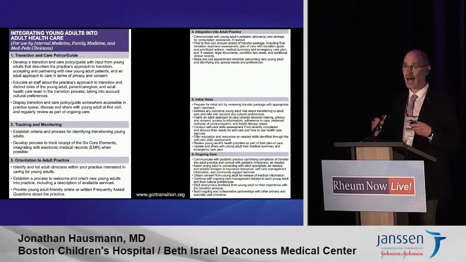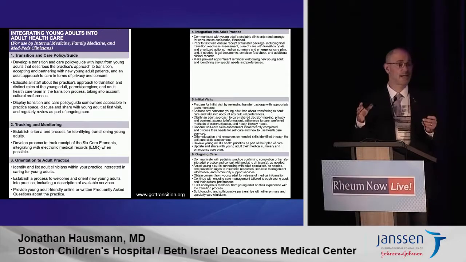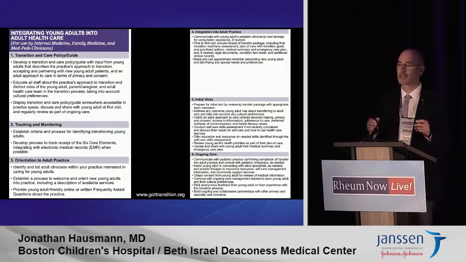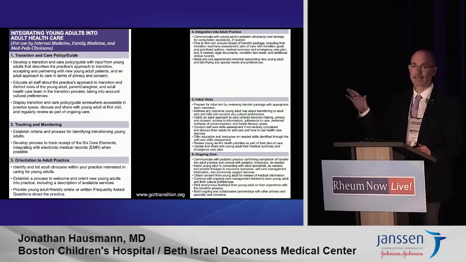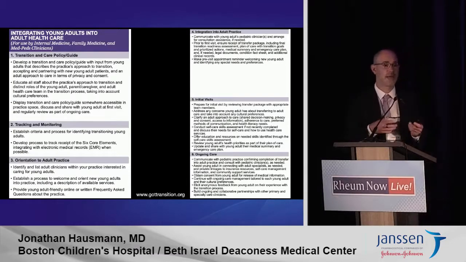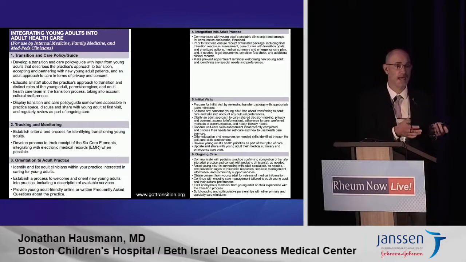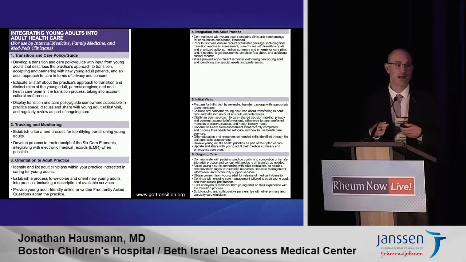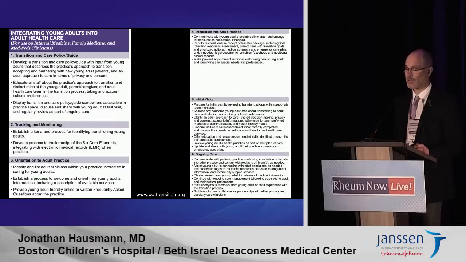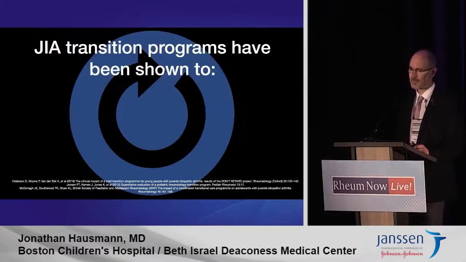So getting your clinic office ready for these patients, and then getting your patients ready and to realize what the expectations of being an adult patient are. These are the things that need to happen. And of course, having a good relationship with your local pediatric rheumatologists so that you get all the information you need to be able to take care of these patients.